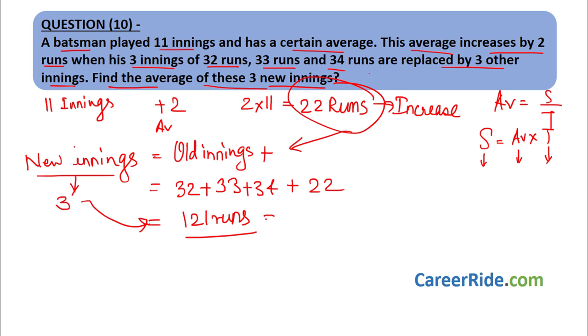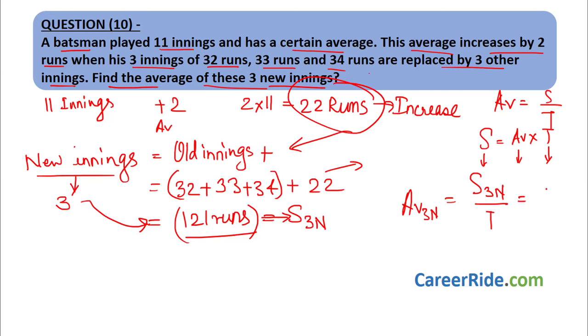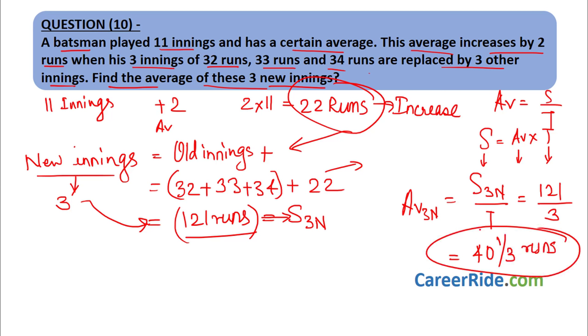So that is nothing but the sum of three new innings. This is the sum of three old innings. This is the increase in the number of runs in all the 11 innings. This is the sum of three new innings. What is the average of three new innings now? Sum of three new innings upon total number of innings. Sum of three new innings is 121 divided by 3. That would give us 41/3 runs, which is nothing but the average of the three new innings.